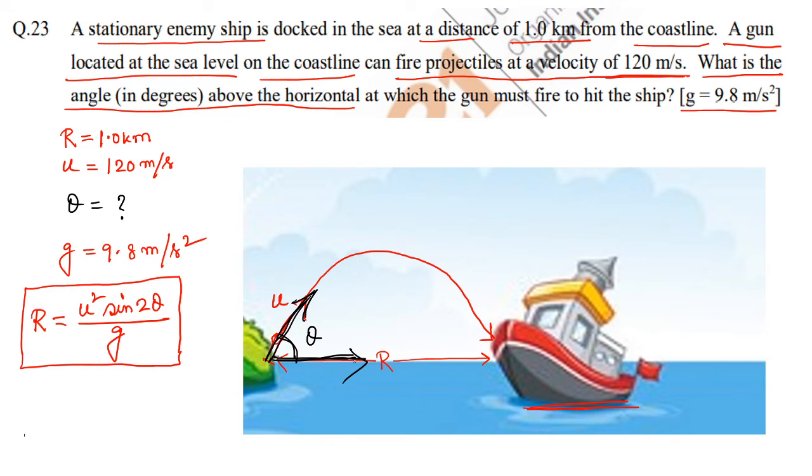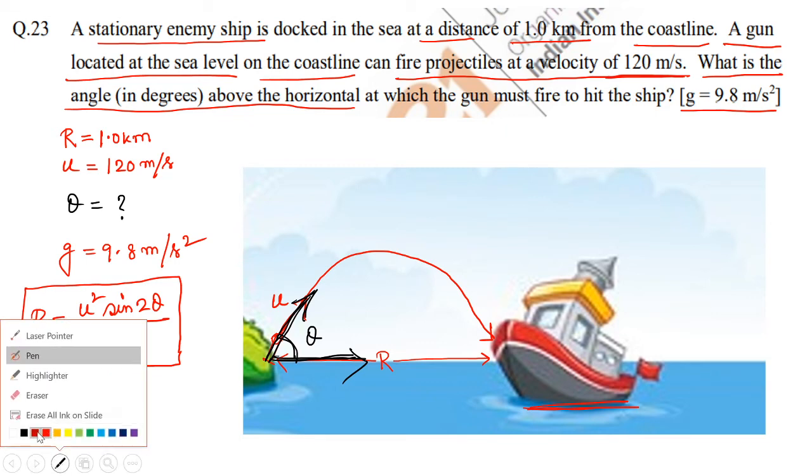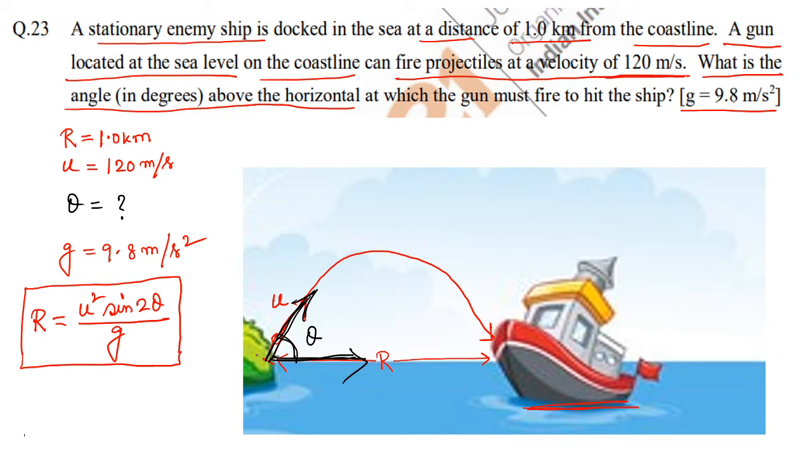So R here is the horizontal range. And what is the horizontal range of projection? Horizontal range is the distance from the point of projection, that is from here, let us call it point A, to the point of hitting the ground or hitting the ship. Let us call this point B. So the distance between point A and point B is called the horizontal range and denoted by R.